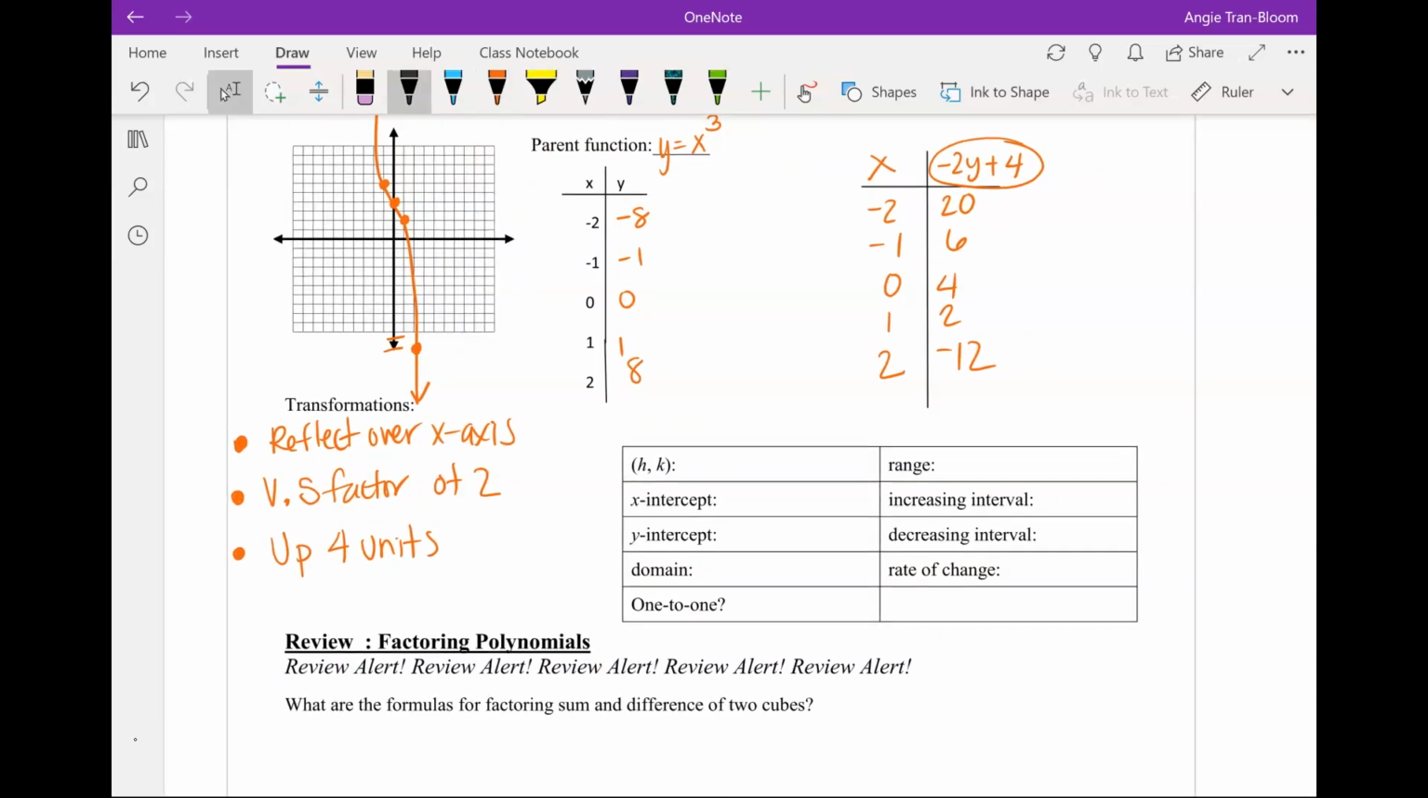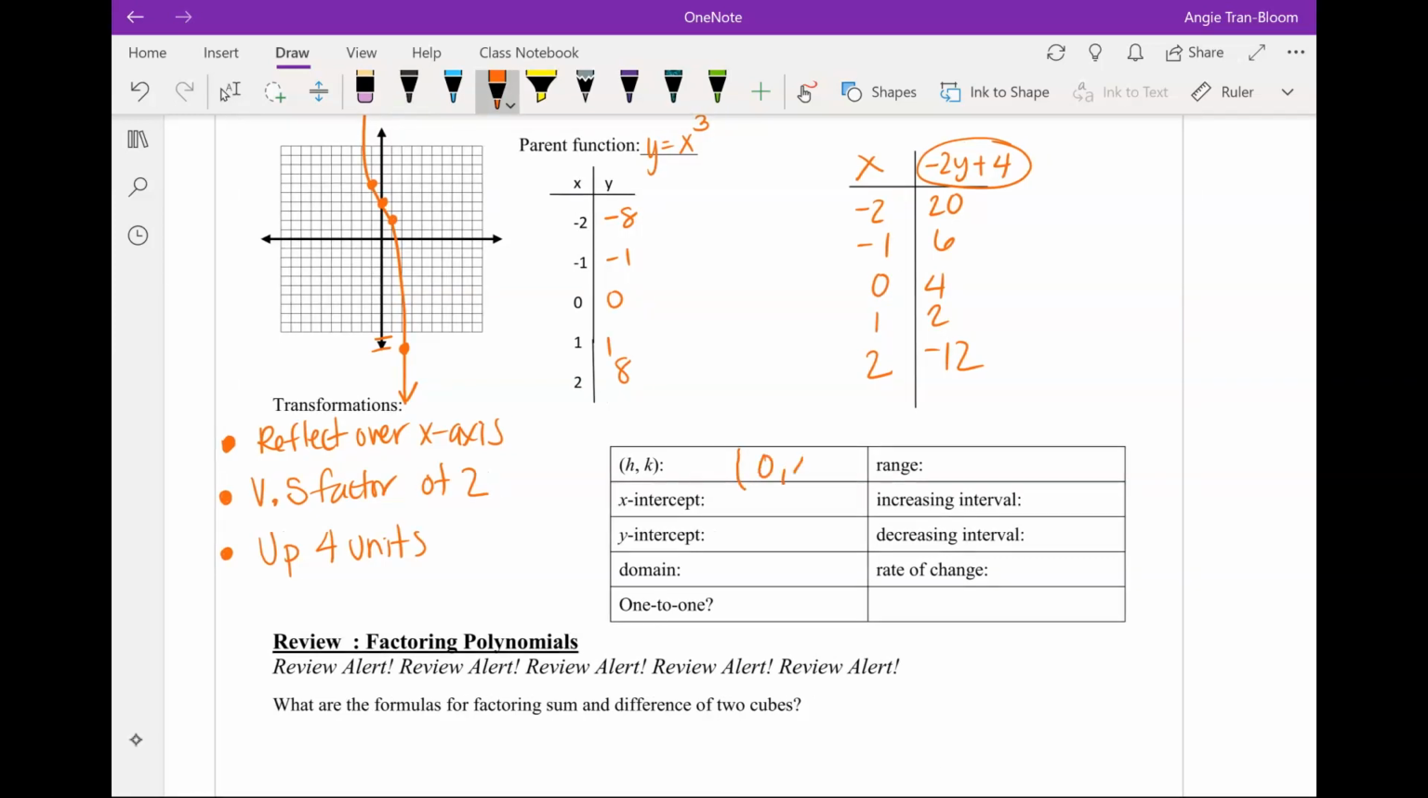Can you give me the values for H and K? 0, 4. 0, 4. Can you give me the range? Good.